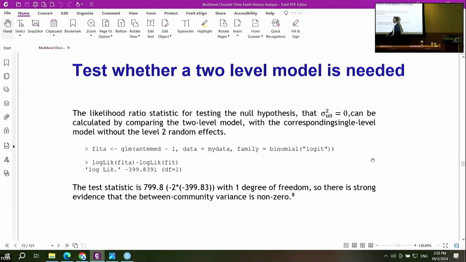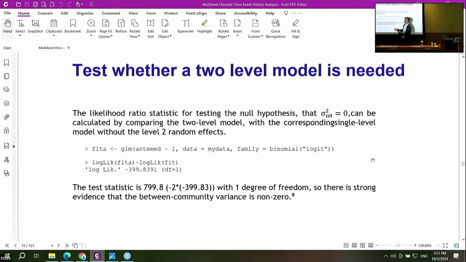We get a test statistic of 799.8, so -2 times the 399.83. This is the difference in twice the log likelihoods that we're looking for, and this is 1 degree of freedom because we're estimating the variance at the group level. So it's 1 degree of freedom. That's the only difference between fit A and the previous model fit.